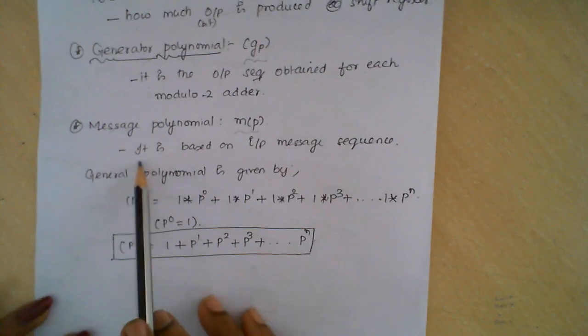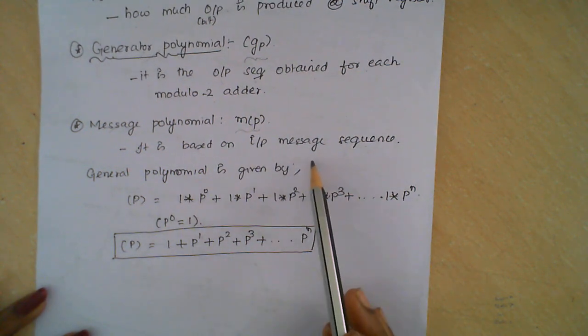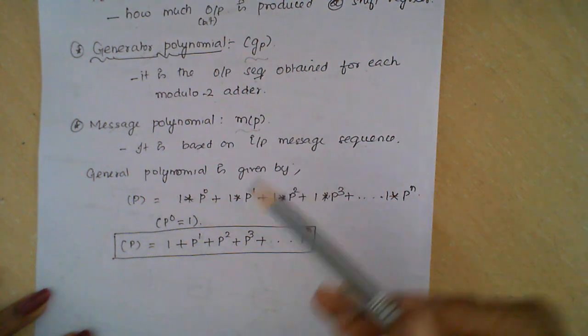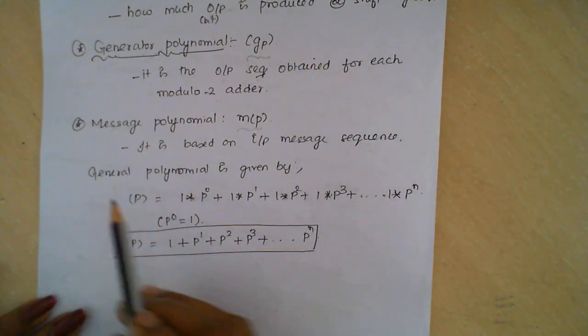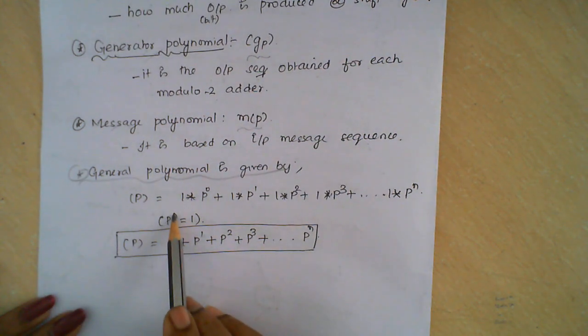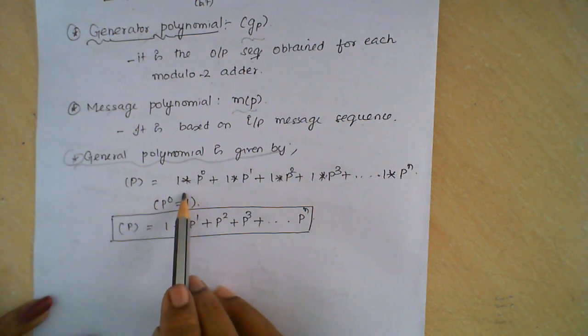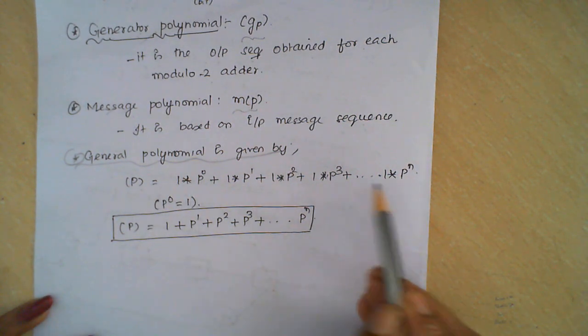Coming to the message polynomial m of p, it is also based on the message sequence. Sometimes they will specify that for this message sequence, identify the output. That is what the question will be. So what is a polynomial? You should understand what a polynomial is. A polynomial is nothing but, for a given sequence, how the output occurs.